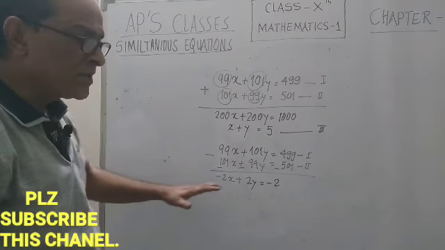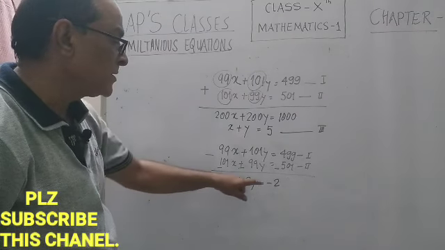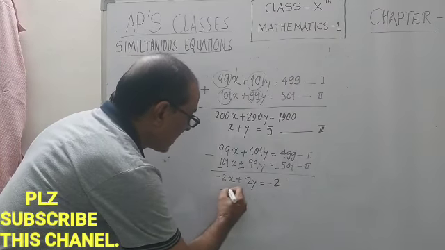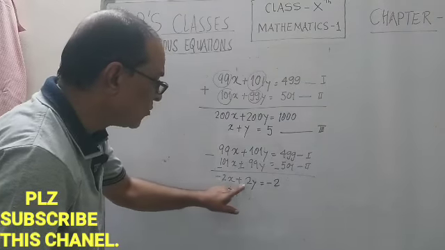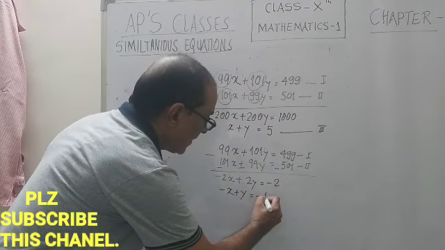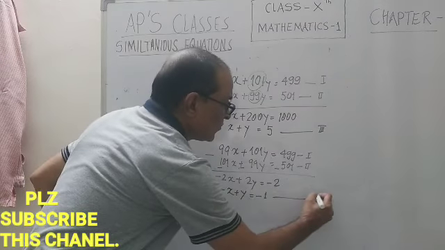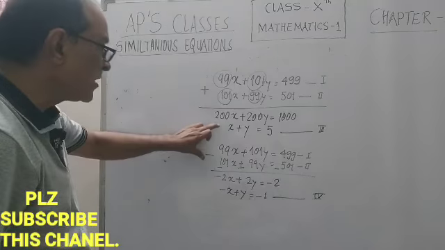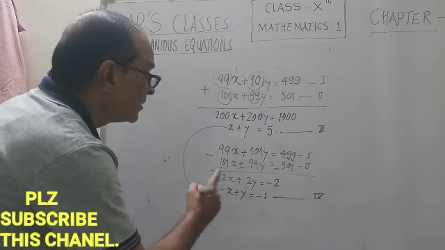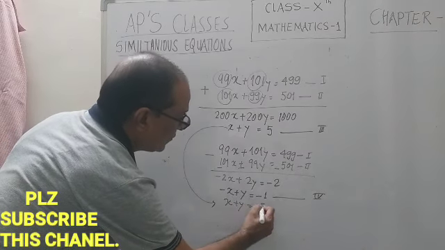Now, try to simplify it again. How? Divide every term by 2. Minus 2x divided by 2 is minus x. Plus 2y divided by 2 is y. Minus 2 divided by 2 is minus 1. So, minus x plus y is equal to minus 1. This is the fourth equation. Now compare both, it is very simple. If I place the third equation near the fourth one, what will be the result? x plus y is equal to 5.